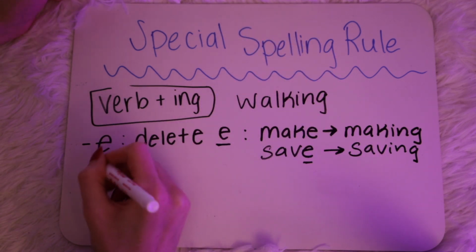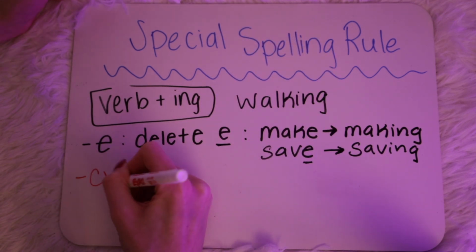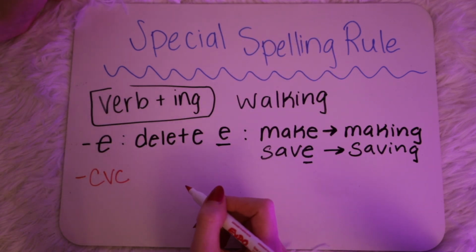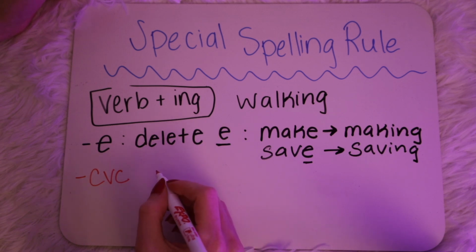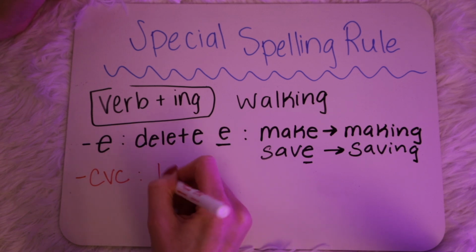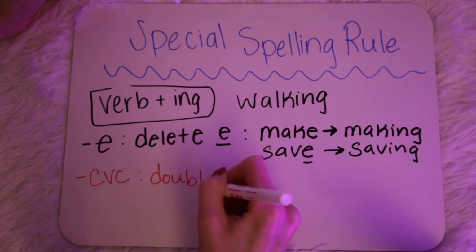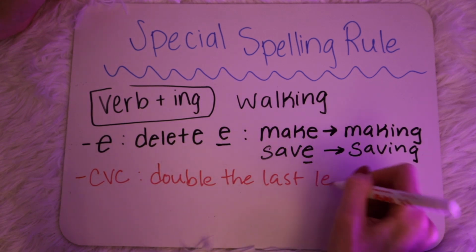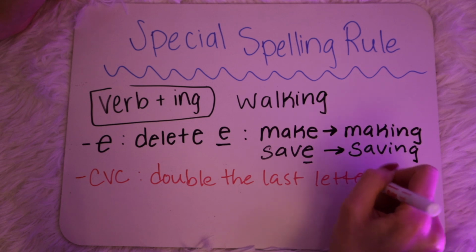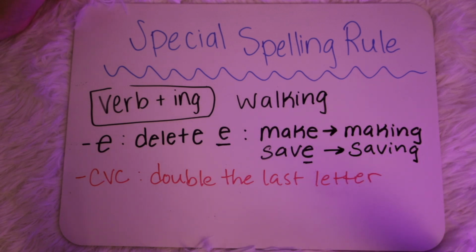Okay, for the next rule, if our verb ends in consonant, vowel, consonant, then we need to double the last letter. Double the last letter. Consonant, vowel, consonant. Do you remember what a consonant and a vowel are?